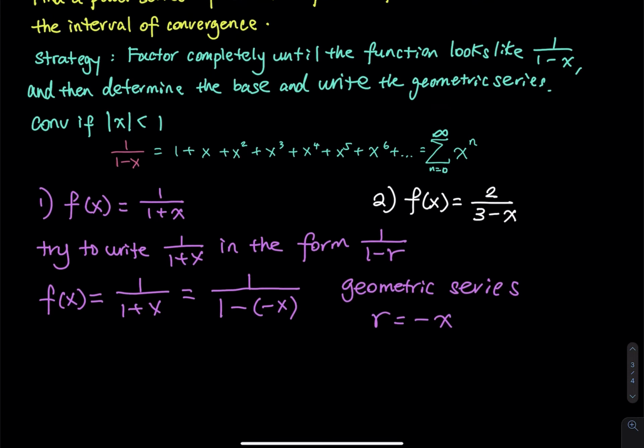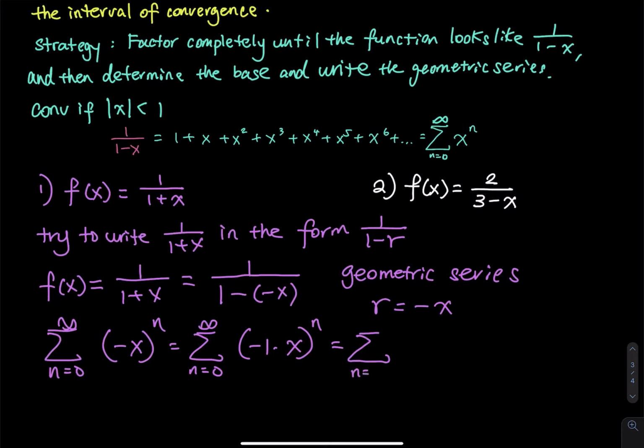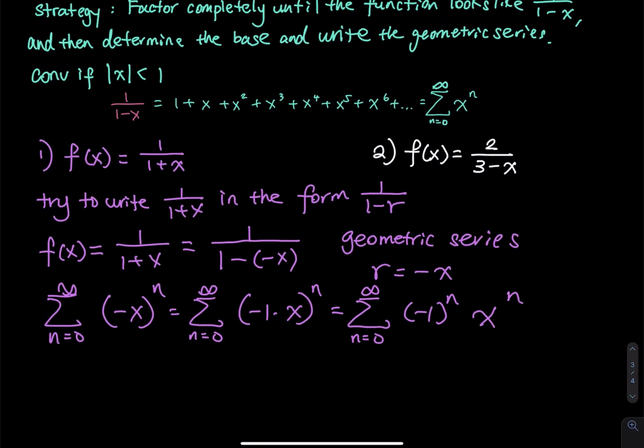And then we write the geometric series. So that is the summation, n goes from 0 to infinity. We are not having x raised to the n. The r is negative x, so we have negative x raised to the n. And then the negative and the x, we can split that into negative 1 times x, and then we apply the law of exponents. So n goes from 0 to infinity, we have negative 1 raised to the n, and then x raised to the n, right? So this is a geometric series.